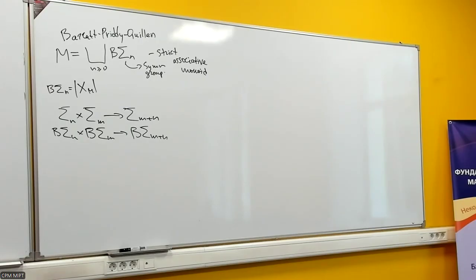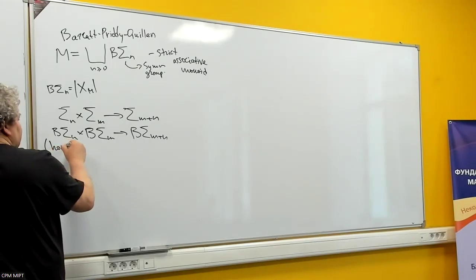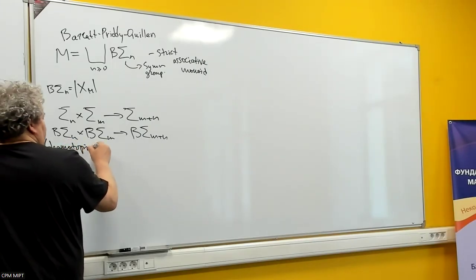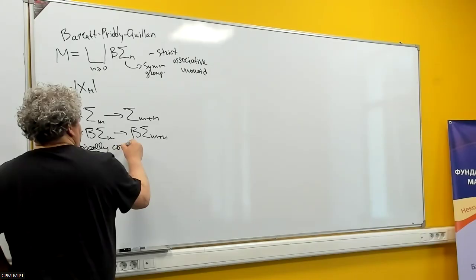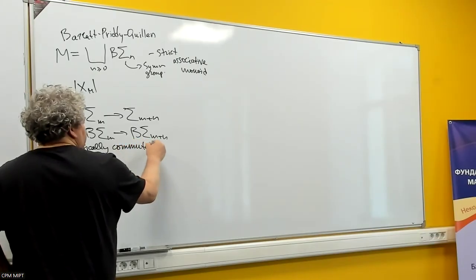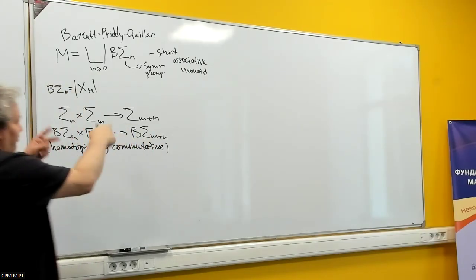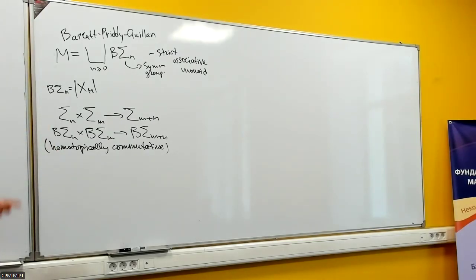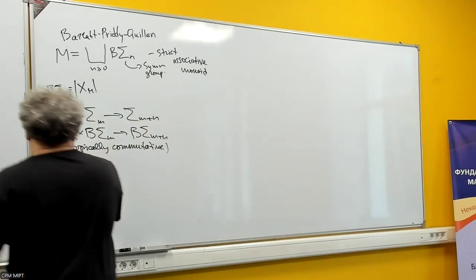And one thing which I will explain a bit later, after I give you the statement of the theorem, is that this is homotopically commutative. But this I will explain in just a second. Homotopically commutative. Yeah, so this product actually is commutative, it commutes up to homotopy and coherently homotopy commutative, whatever it means.